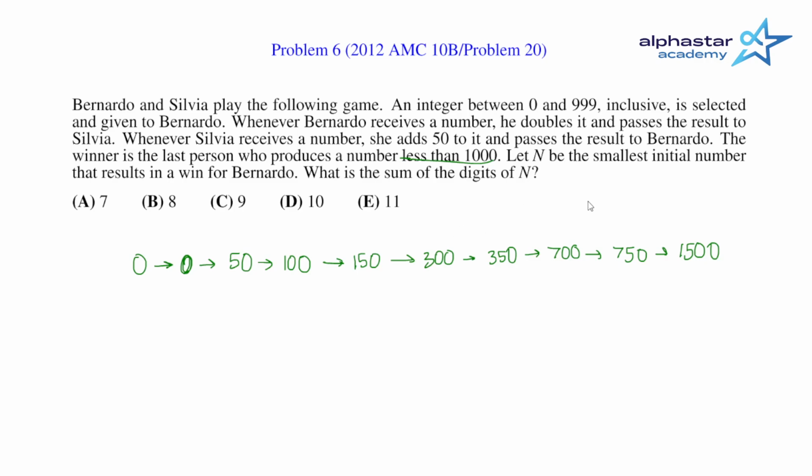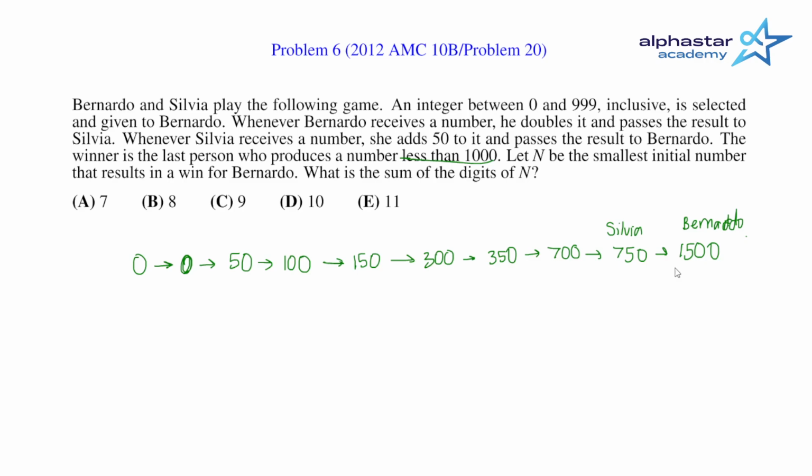Since Sylvia produced 750, and then Bernardo receives 750, and then produces a number greater than or equal to 1000, Bernardo loses, and Sylvia is the last person to qualify, so Sylvia wins. So if we're looking at the initial number that results in a win for Bernardo, what is the sum of the digits of n? All right.